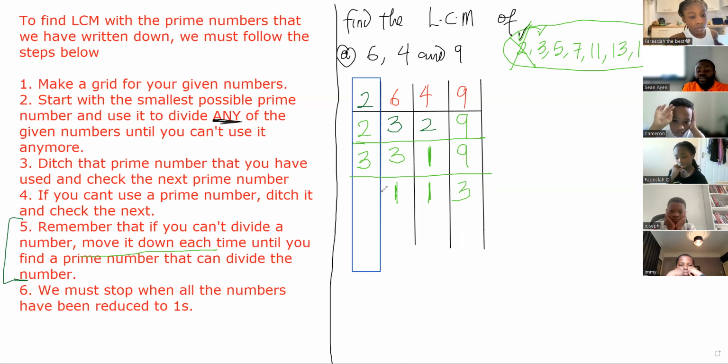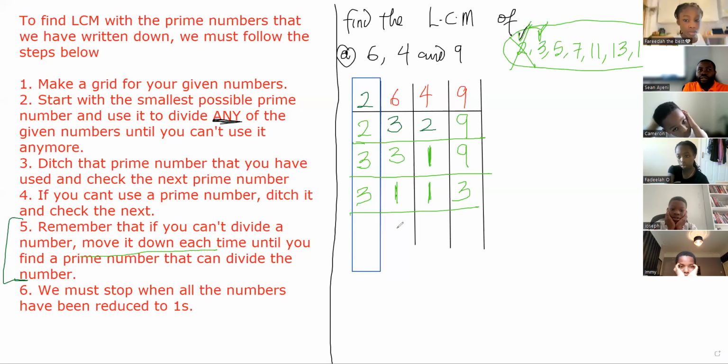Can we divide any of these numbers at this level by 3? Is 3 not divisible by 3, Michael? Yes, we can. So that means we can still use what? 3. Can we divide 1 by 3? No. What do I do to that 1?